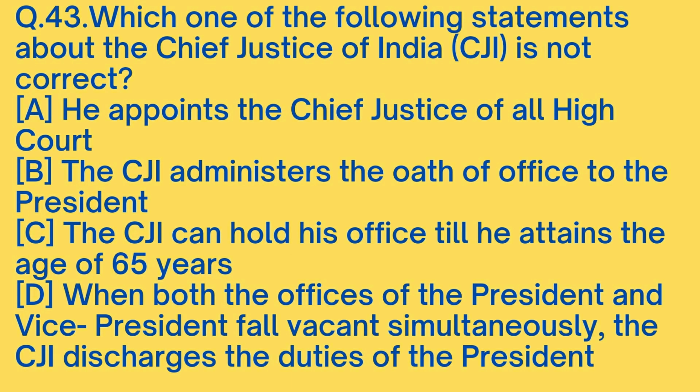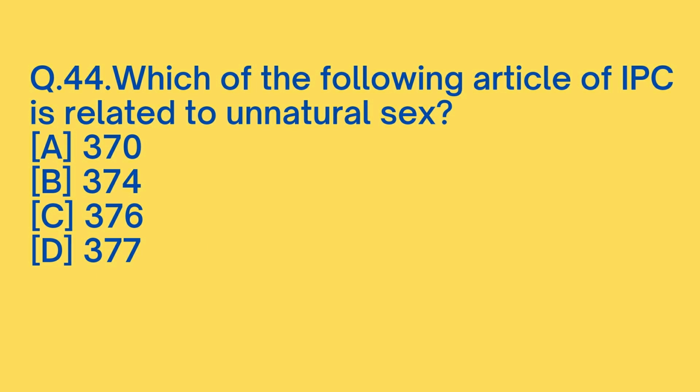Which of the following statements about the Chief Justice of India is not correct? He appoints the Chief Justice of all high courts. The CJI administers the oath of office to the President. True. The CJI can hold his office till he attains the age of 65 years. True. When both the offices of President and Vice President fall vacant simultaneously, CJI discharges the duties of President. True. So, the first statement is not correct.